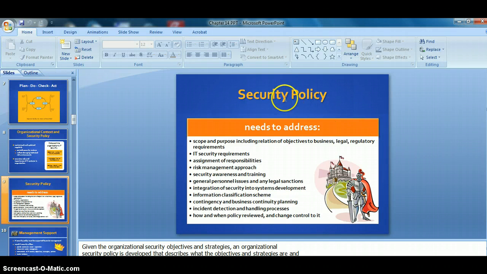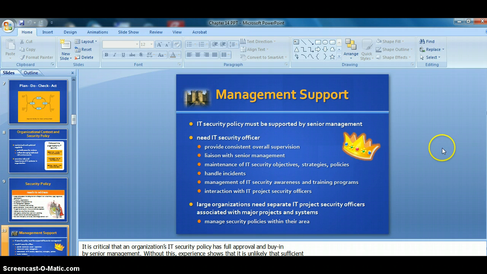When we go here with security, we have to define what is meant by security policy. This is what the security policy needs to address. Then management support for IT security: the IT security policy must be supported by senior management, which needs an IT security officer. And for a big organization, we need IT project security officers. Then more and more control, managing the security policy within their area.